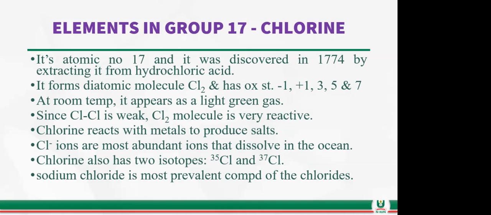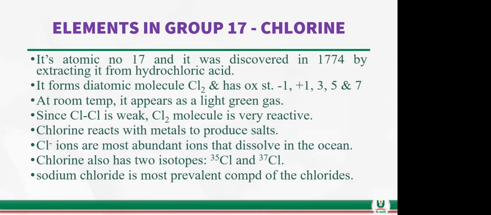Chloride ion, which is an anion, is the most abundant ion dissolved in the oceans. That's why, with a lot of salt water, you can get a lot of chlorine from it. Chlorine exists in 2 isotopic forms, and we know what isotopy means. Isotopy is the occurrence of one element in more than one atomic mass state. When that happens, you have isotopy.